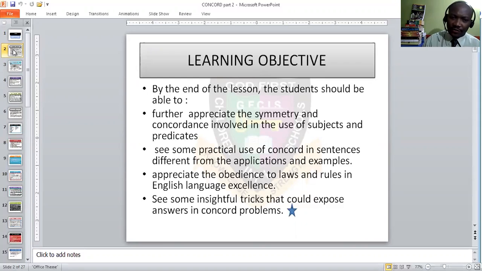You would also appreciate the fact that obedience to the laws and rules of English will make one succeed. I've seen where intelligent students fail English language. Brilliant students. Why? They fail to follow the rule. They fail to obey the rule. So obedience to rule is what we have here. You will also see some insightful tricks that could expose answers in Concord problems. Like I told you, remember the other time when we used singular and we had a here instead of they. So you know that thing is actually singular that we're talking about.